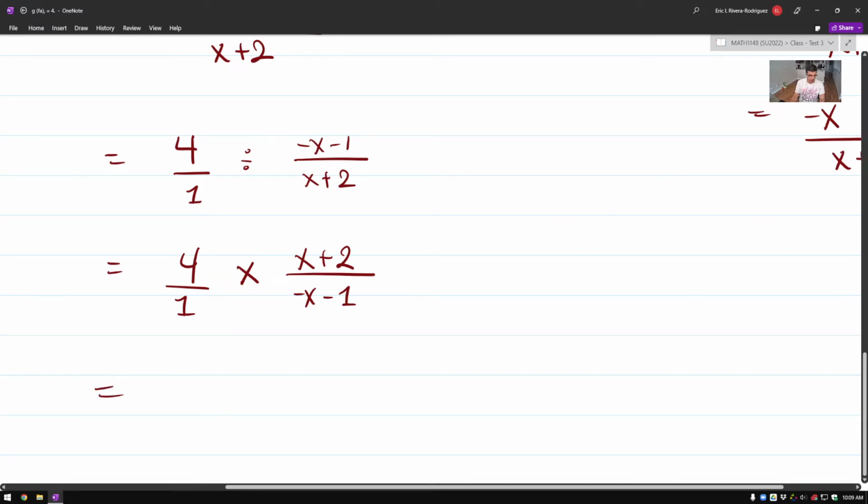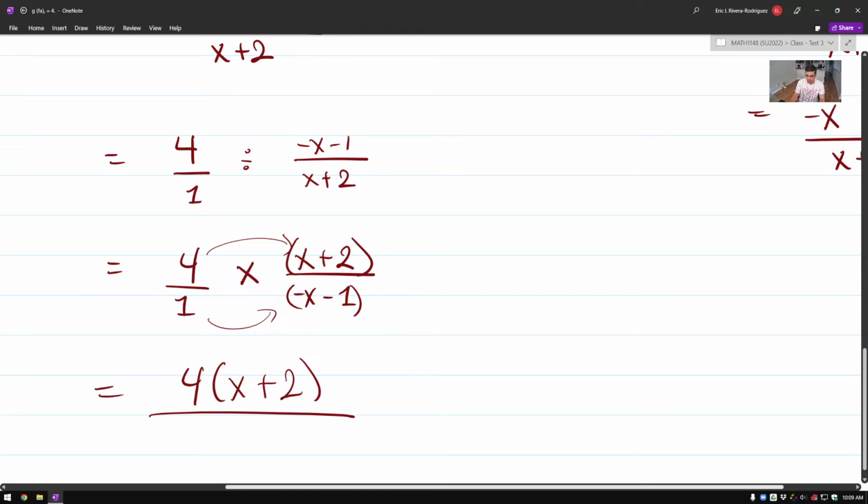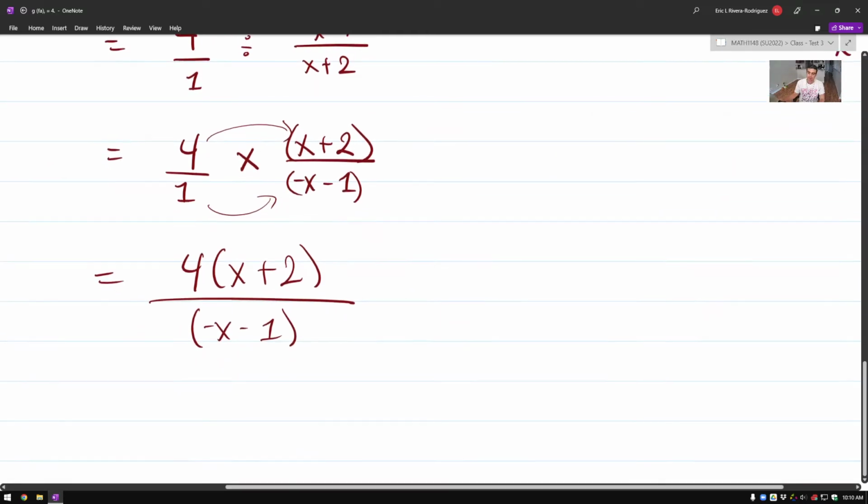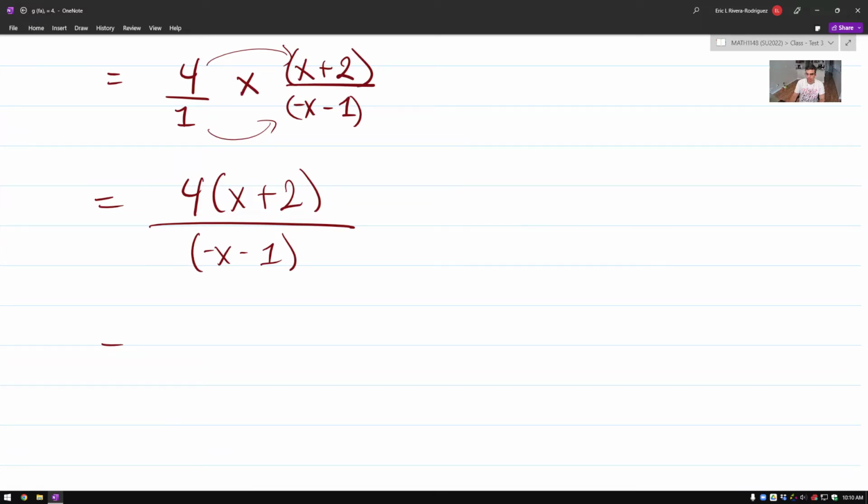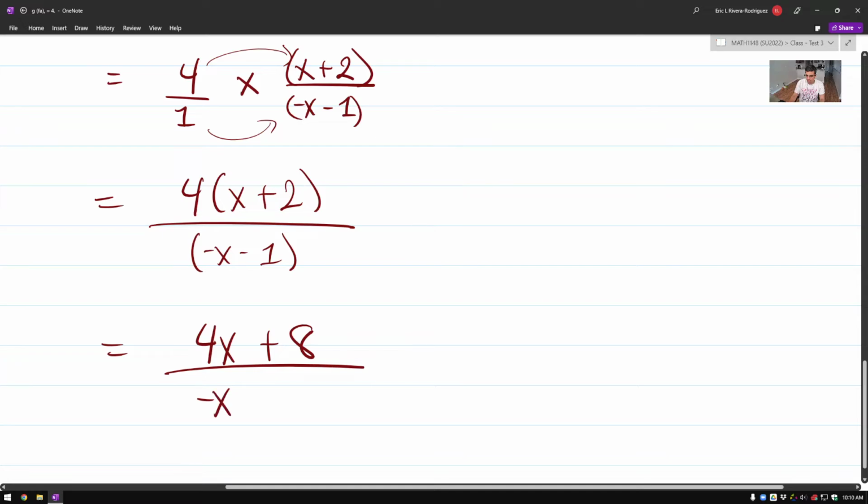And then in multiplication of fractions, we go numerator with numerator, denominator with denominator. Remember that we have here 2 terms, so that means that we need to distribute 4 with all the terms. So 1 times it stays the same. 4x plus 8 over minus x minus 1.